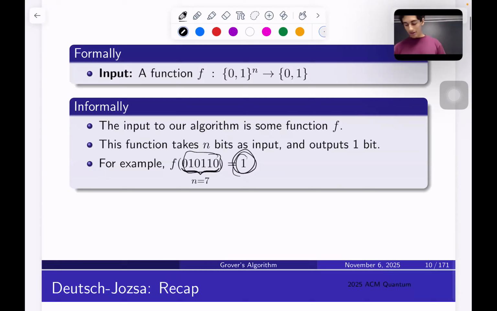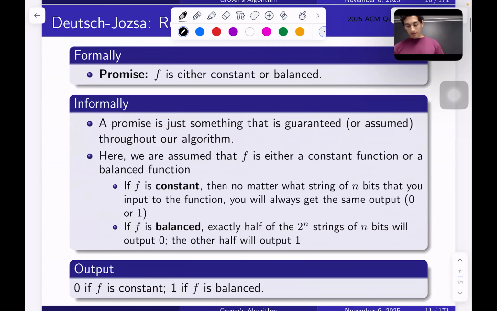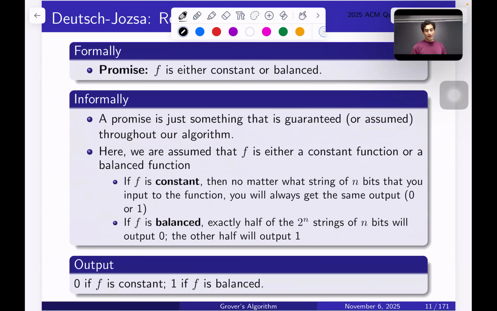We're promised in the algorithm that f is either constant or balanced. We went over the definition of those. If f is constant, then no matter what you input into it, you'll get the same constant output. If it's balanced, for exactly half the inputs you'll get a zero, and for exactly half the inputs you'll get a one. And then what we output in the algorithm is zero if f is constant and one if f is balanced. Questions on that?